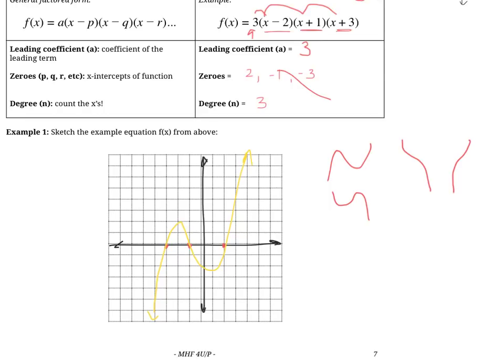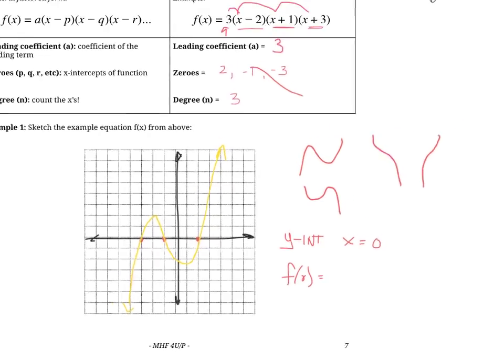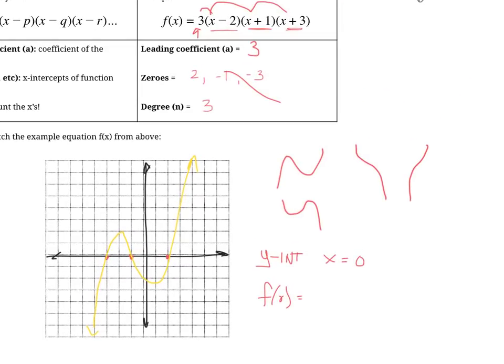So I can find the y-intercept by setting x equals 0. So basically I'm going to find f at 0. What does that give me? If I look back on my equation, that's going to be 3 times 0 minus 2, which is minus 2, and then 0 plus 1, which is 1, and then 0 plus 3, which is 3. So our y-intercept is going to be negative 18.